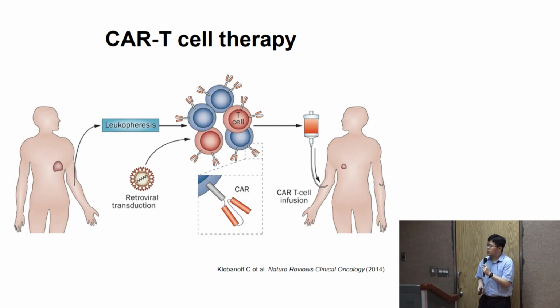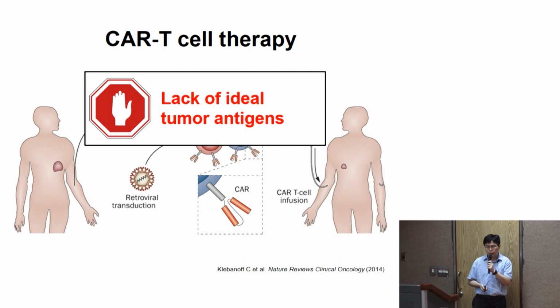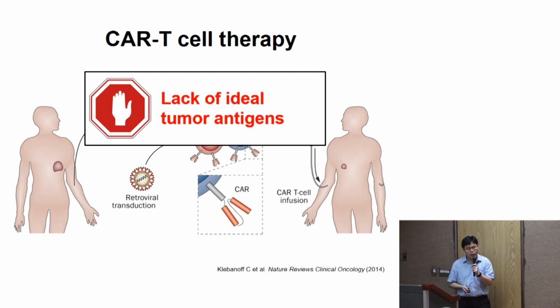It is very promising. However, several major challenges still limit this approach. For example, first, the lack of an ideal targetable tumor antigen. An ideal antigen should only be expressed in tumor cells, but not on normal cells, because if antigens are expressed on normal cells, these CAR T cells can kill those normal cells as well, and this generally leads to very severe toxicity, and sometimes it is fatal. However, such antigens are rare, therefore limiting the application of CAR T cells.